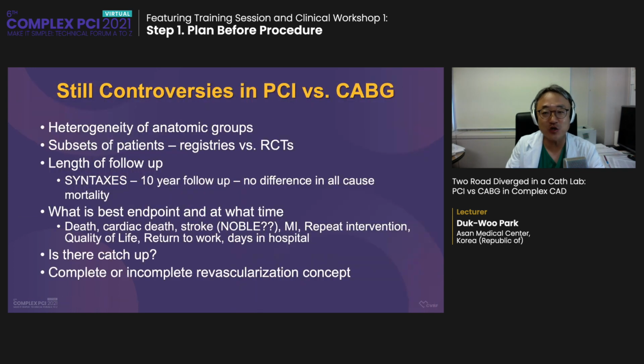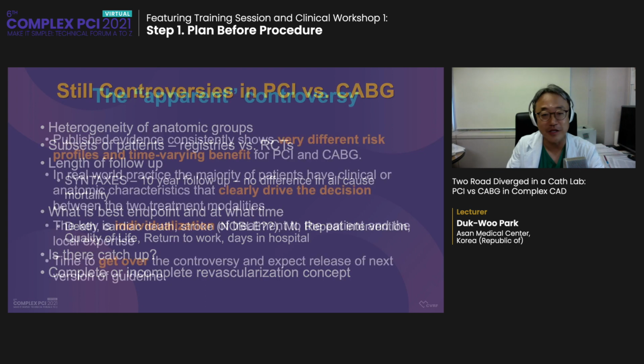There is still controversy in PCI versus bypass surgery, and heterogeneity of anatomic groups. Also, some data show conflicting results between registries and RCTs, and the length of follow-up is still controversial. What is the best endpoint: mortality or MI, repeat revascularization, or death, quality of life, days of hospitalization? Also, there is a catch-up concern. Whether revascularization is complete or incomplete also remains an unmet issue.